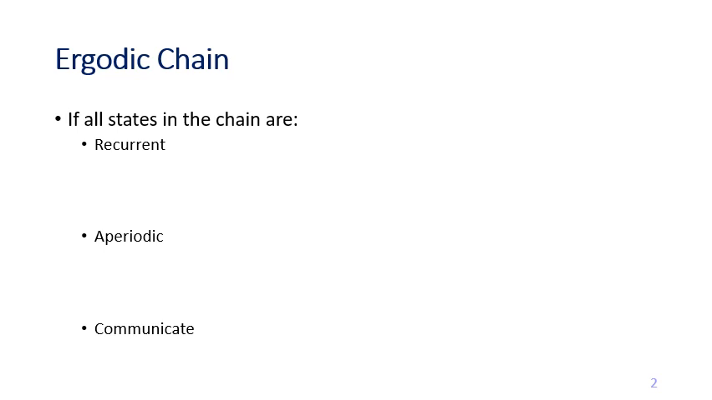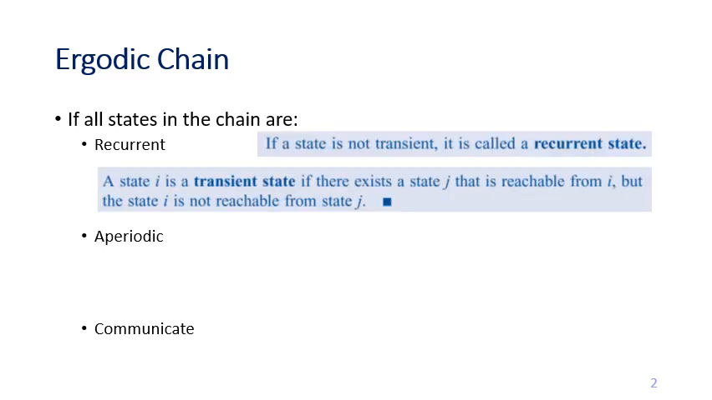So to refresh what these categories mean, recurrent means that the states are not transient. Transient itself means that if you are in state i, you may go to another state j that is reachable from i, but then you cannot go back to i because i is not reachable from j. So that is transient. If that is not the case, then the state is called recurrent.